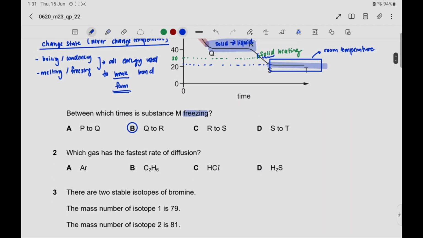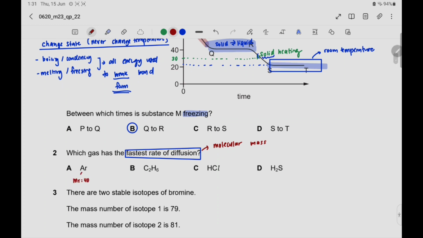Whenever I want to know about the fastest rate of diffusion, this is also one of the very famous questions. Look at the molecular mass. Argon, initially I would think it is argon because it is one and only, right? But let's see, argon is in Group 8, the third element in Group 8. Argon Mr is 40, which is kind of heavy. Carbon is in Group 4, and it is 12. So it's 2 times 12 with 6, so basically I will get around 30.